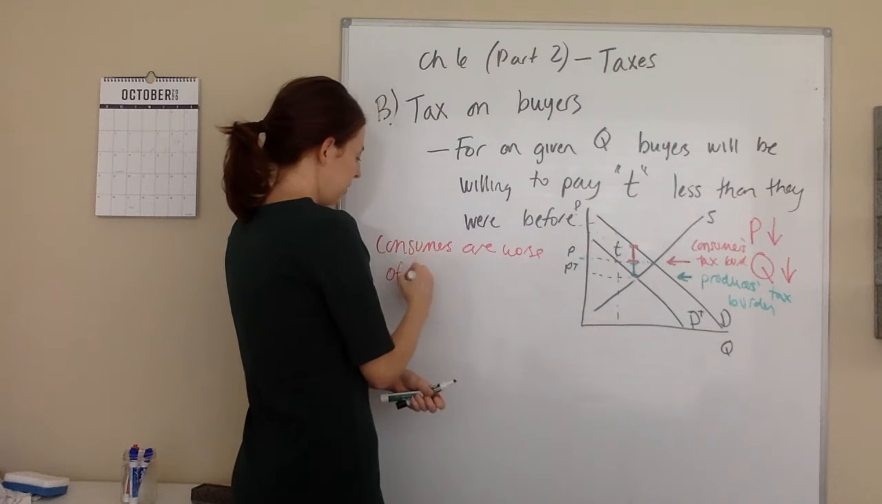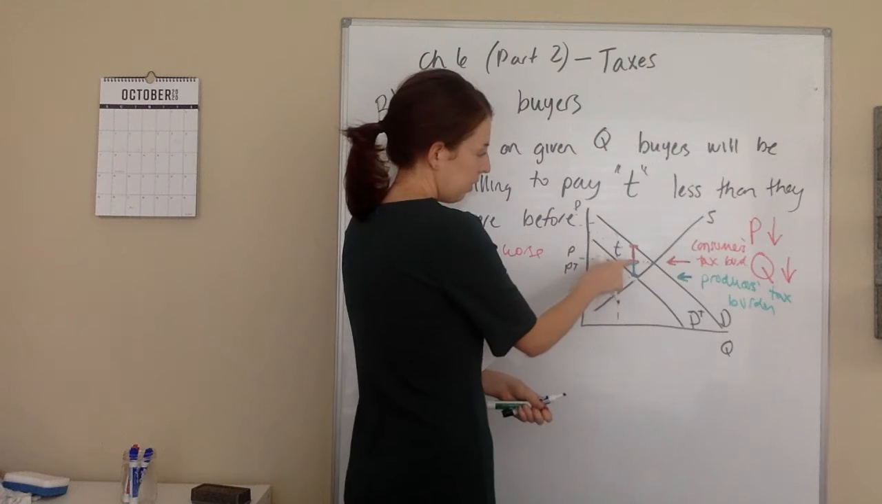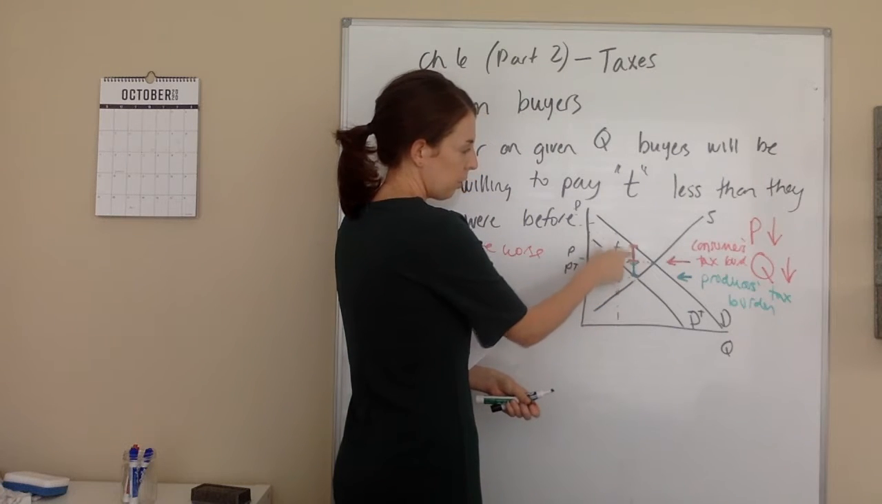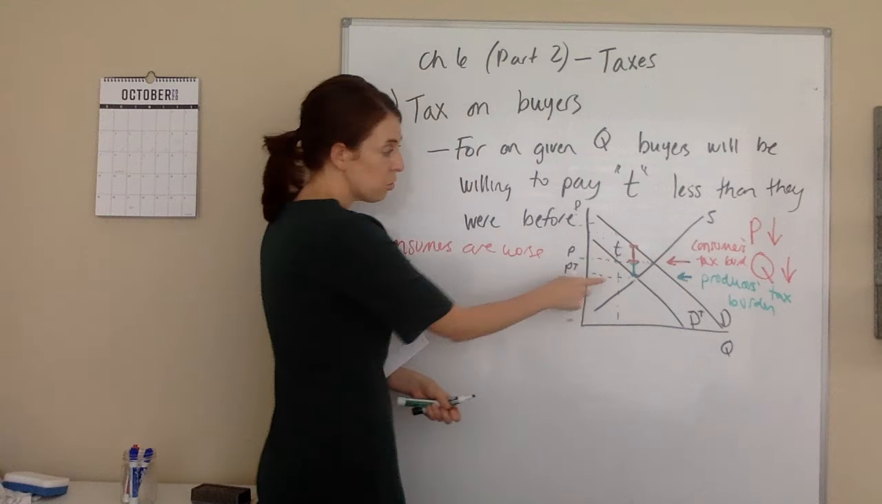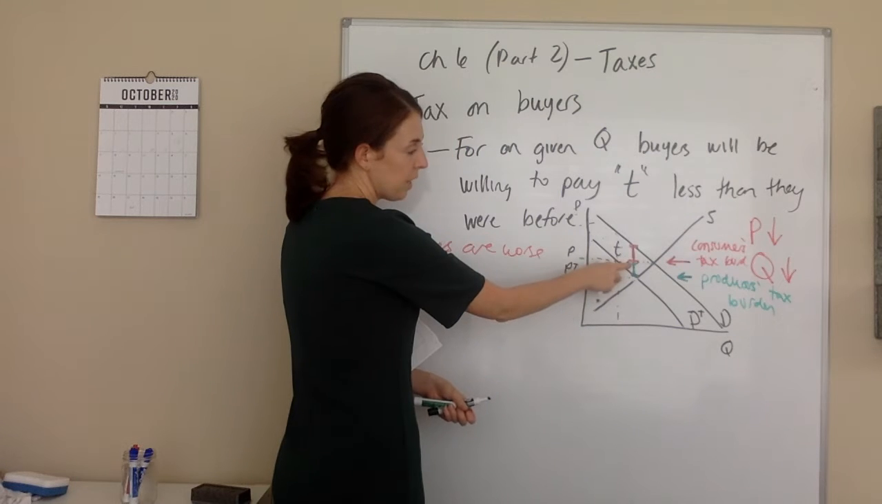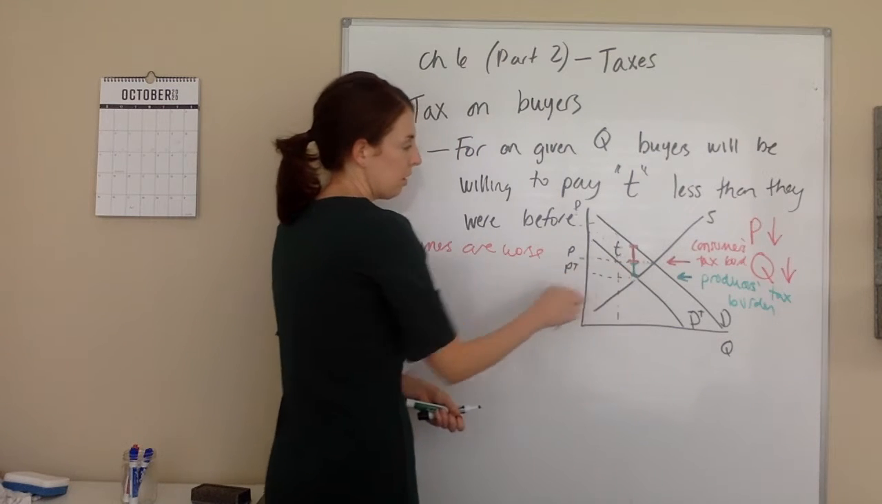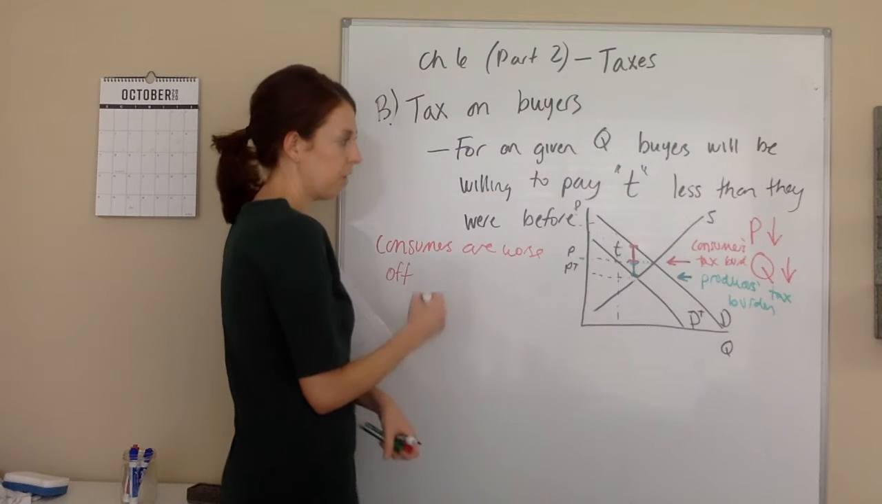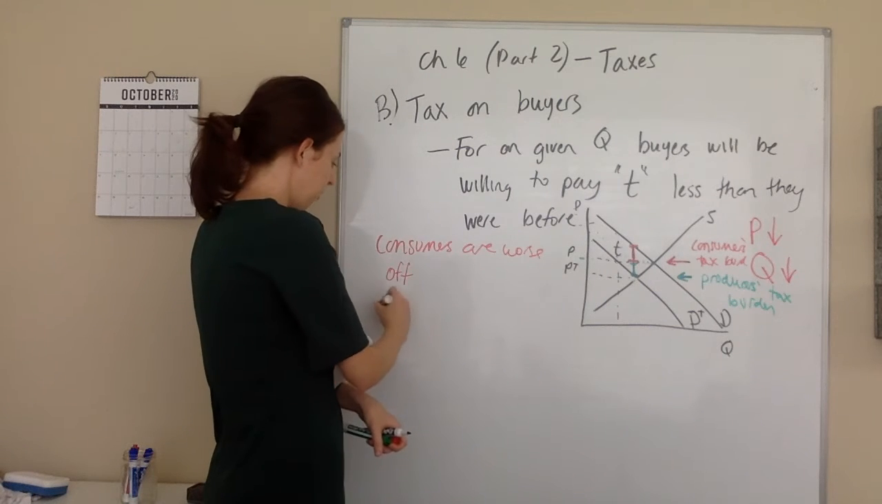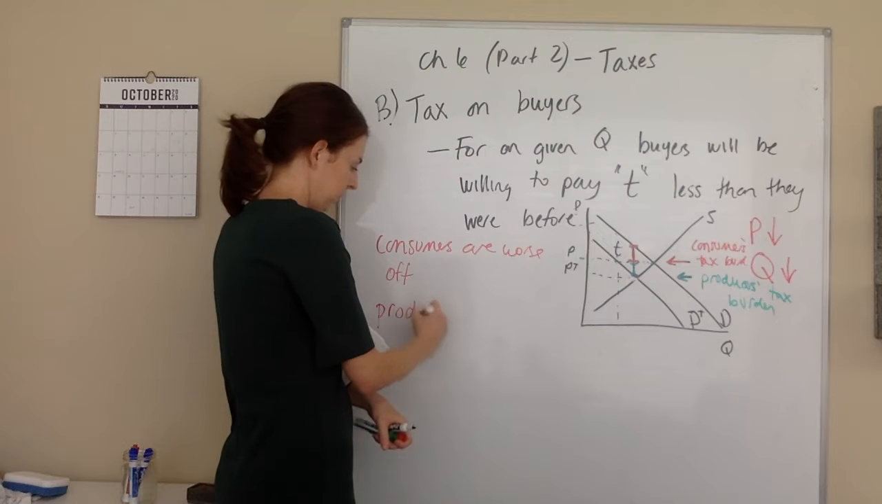Why are they worse off? Because now they have to pay this much more per unit than they originally did. And then furthermore, producers are worse off because they're bringing in this much less per unit relative to their original situation. So consumers are worse off and producers are worse off.